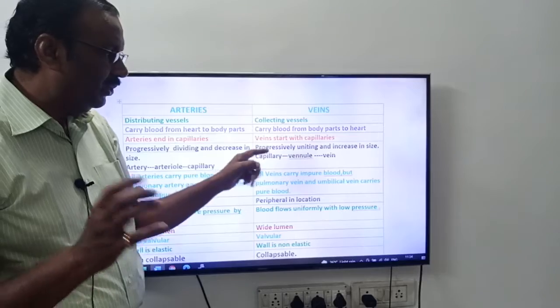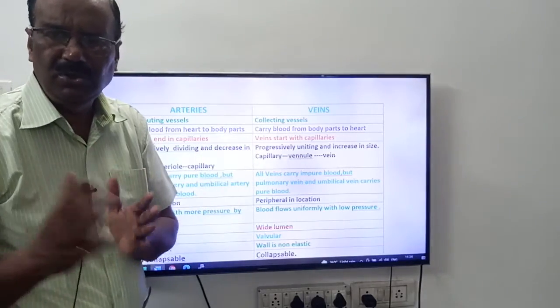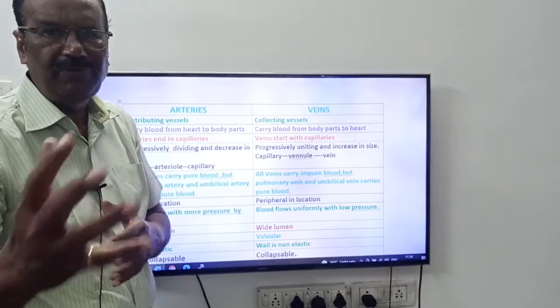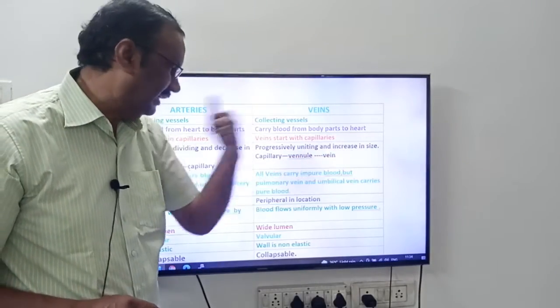See, veins are progressively uniting friends. Capillaries fuse to form venules, venules fuse to form veins. So they are progressively uniting and increasing in size.